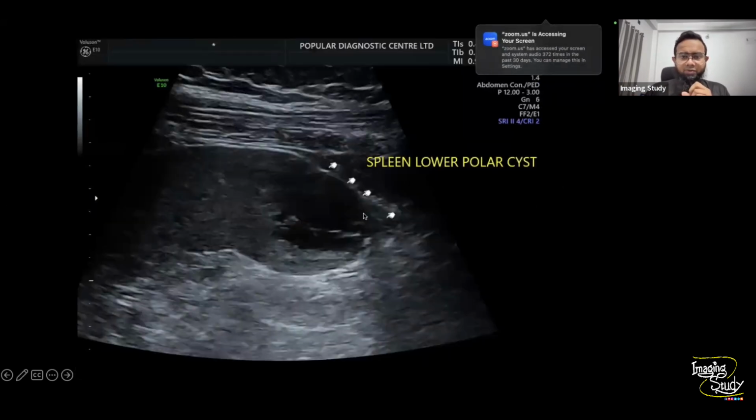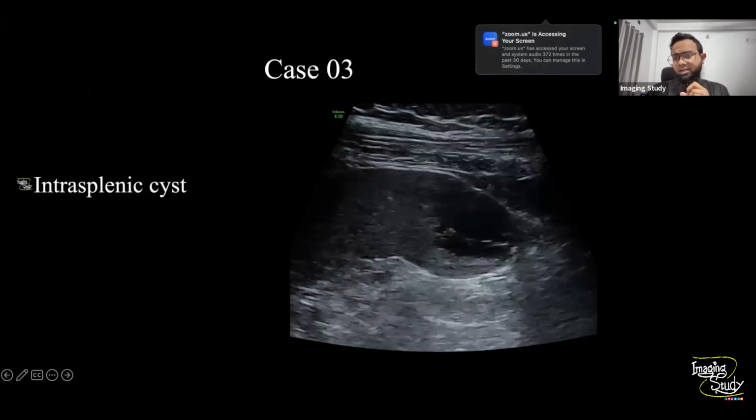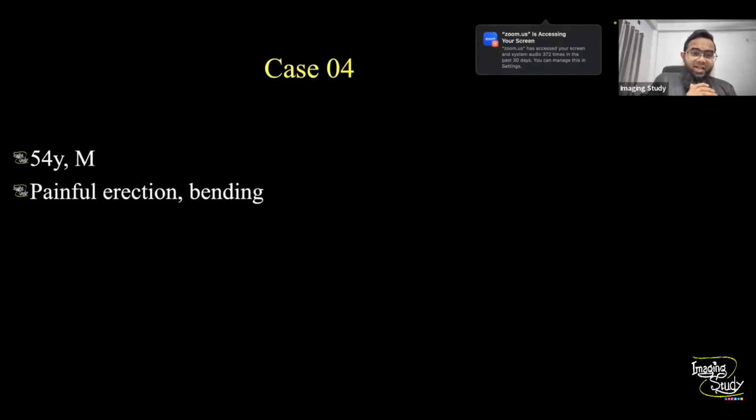Okay, so this is a high frequency view, and we try to check the margin. And yes, it is inside the spleen, and you can see these thin septations. So this is nothing but an intrasplenic cyst. It's a very easy finding.